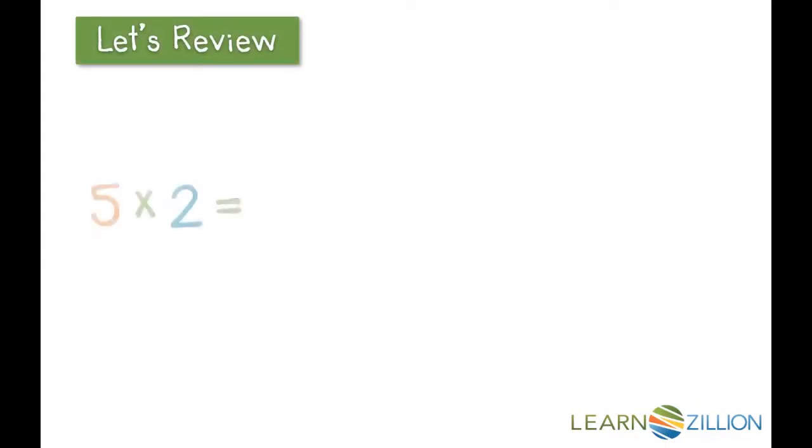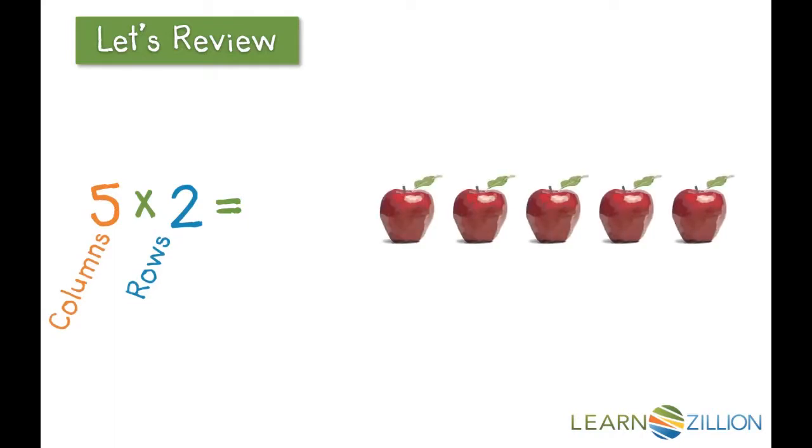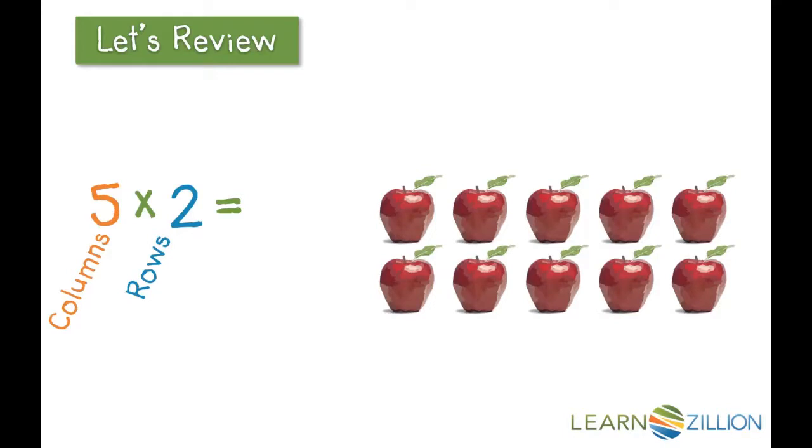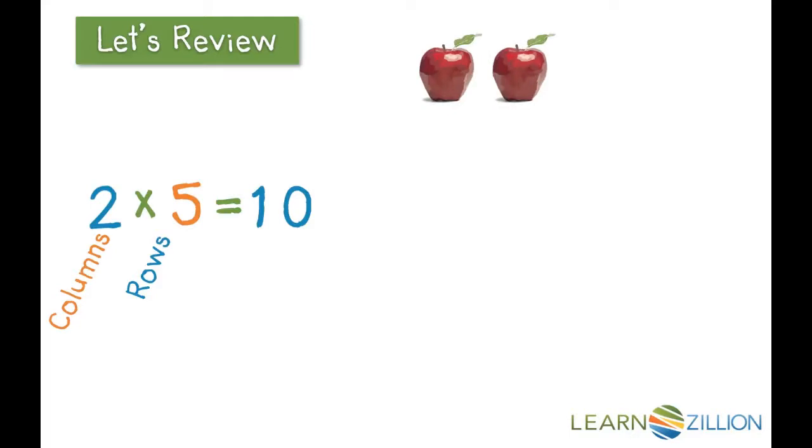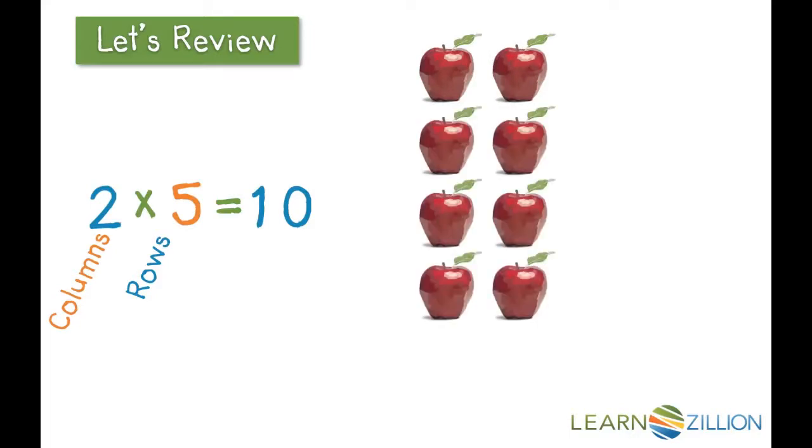One strategy to visualize a multiplication problem would be to create an array. And you know that when we're talking about arrays, we're using the terms rows and columns. So this says we have 5 columns and 2 rows to give us a total of 10 apples. We can also switch the factors here, which switches the vocabulary, which switches the array. So this says we have 2 columns and 5 rows, which still gives us a total of 10.